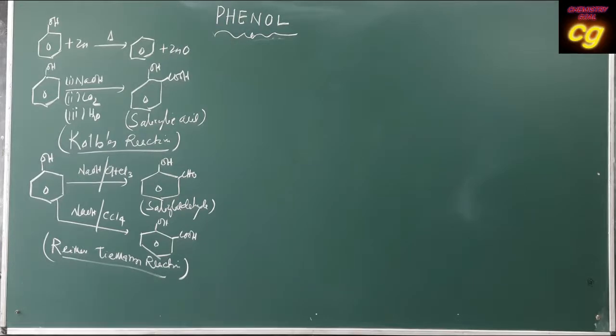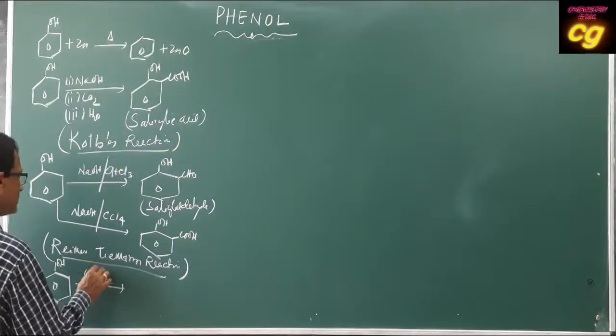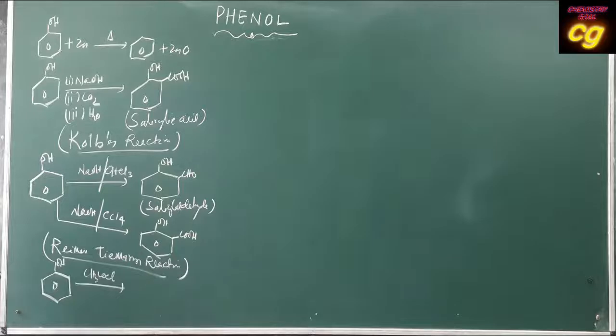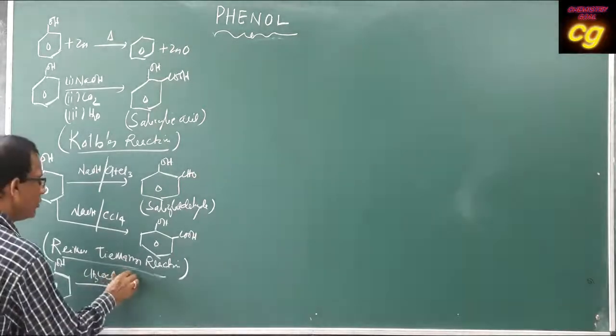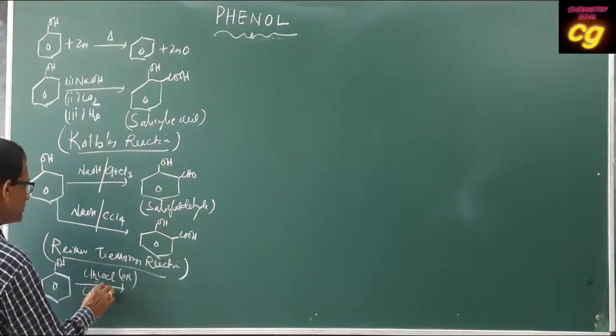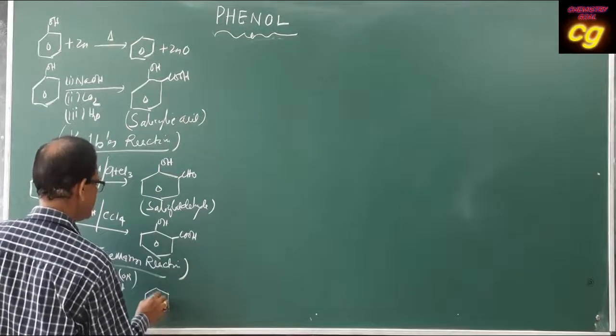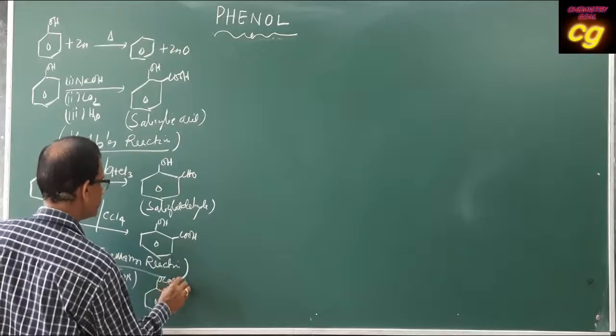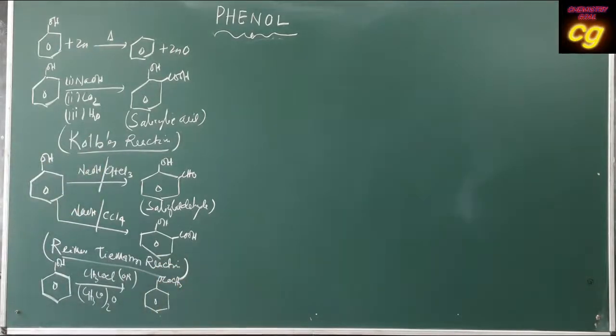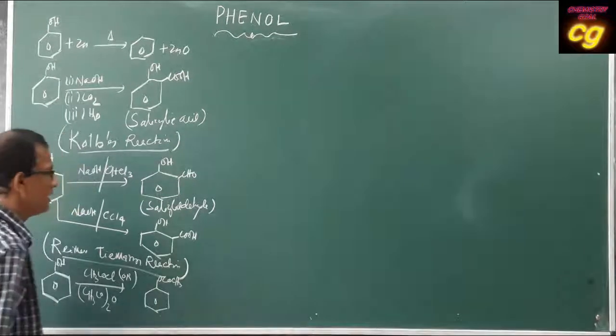Phenol can be converted to its derivative. Phenol can be acetylated when phenol reacts with acid derivative CH3COCl without aluminum chloride, or acid anhydride (CH3CO)2O. The product is the ester derivative of phenol, phenyl acetate.